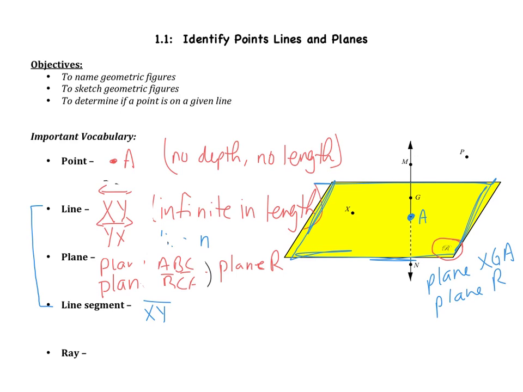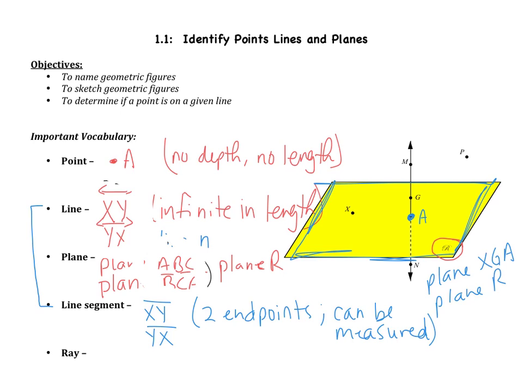A line segment has 2 endpoints. Those 2 endpoints are represented by X and Y, and it can be measured. So it does have a length, unlike the line that goes on forever. Again, another name for this could be YX. It means the same thing.